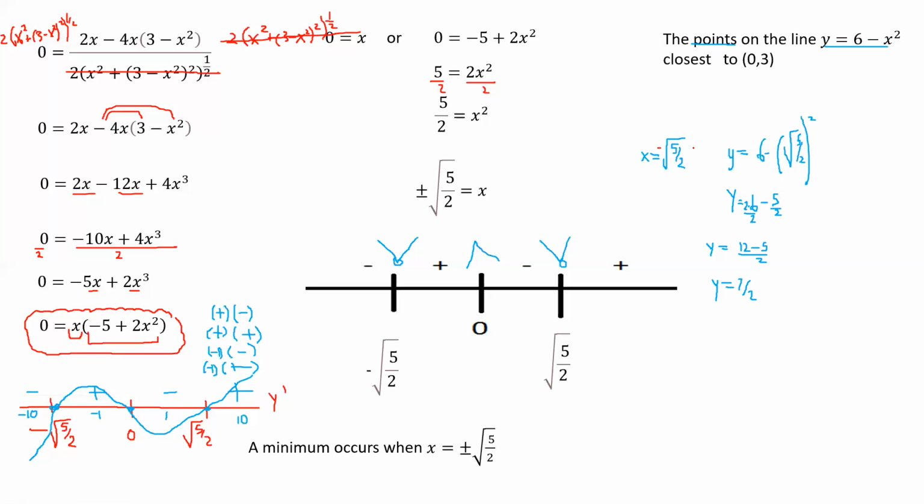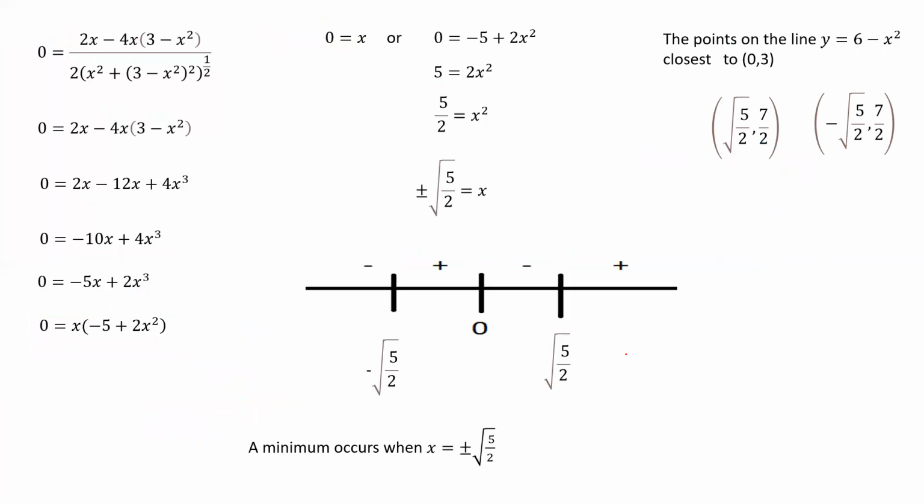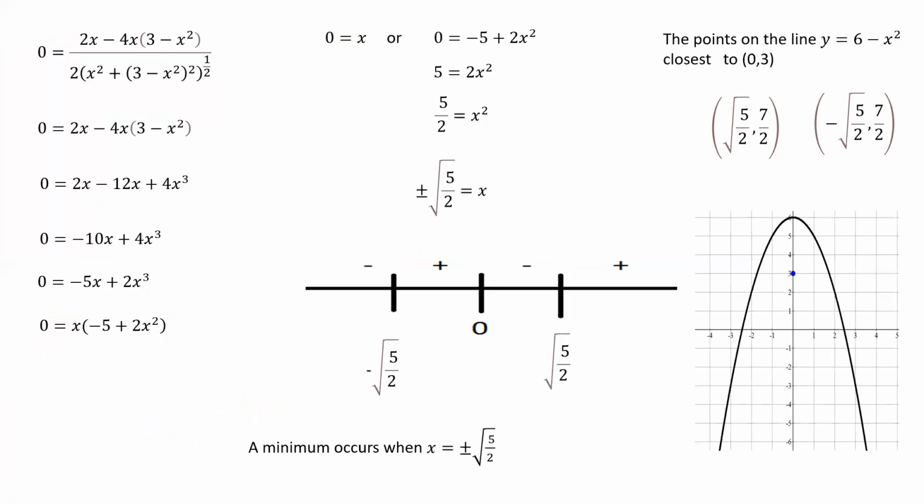Now, what happens if we put in the negative? If you put in the negative and you square it, we get the same answer. So our 2 points, root 5 over 2, 7 over 2, and negative root 5 over 2, 7 over 2. So those are the 2 points on the line closest to the graph. And feel free to draw it and see if that makes any sense whatsoever. So 7 over 2 is 3.5. So it's saying the y value is here. Well, that does look pretty darn close, doesn't it? Same thing on the other side. So this looks like it makes sense.